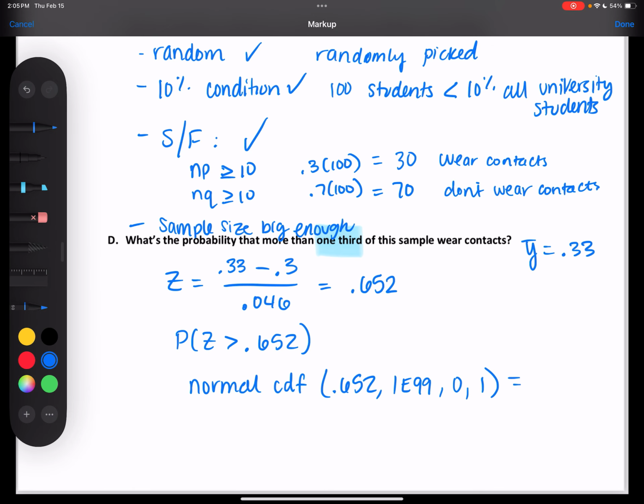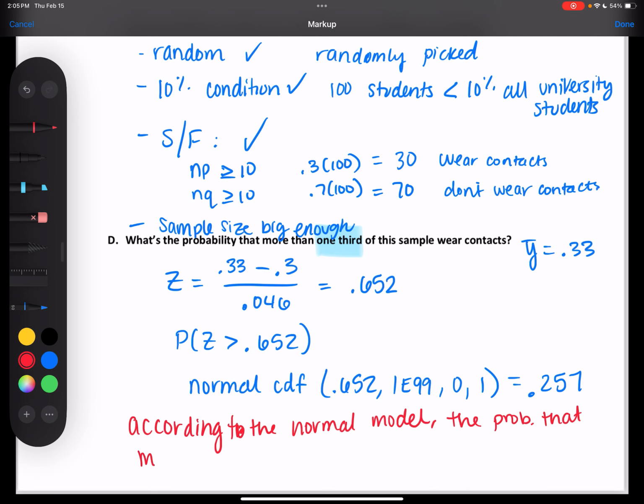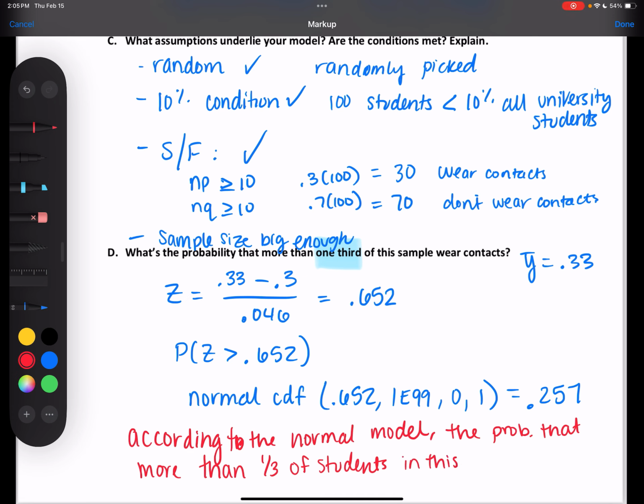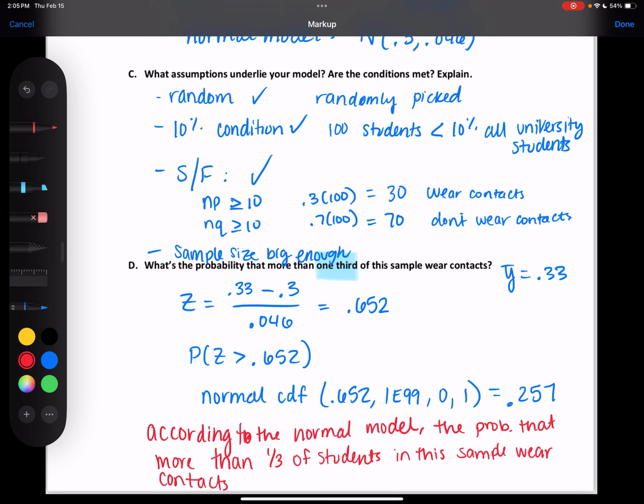All right, what do we get when we do this? 0.257. So then, to conclude this, because we would want to have a conclusion here, according to the normal model, the probability that more than 1/3 of students in this sample wear contacts is about 0.257 or 25.7%.